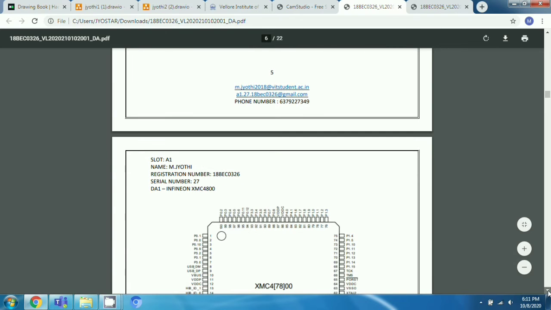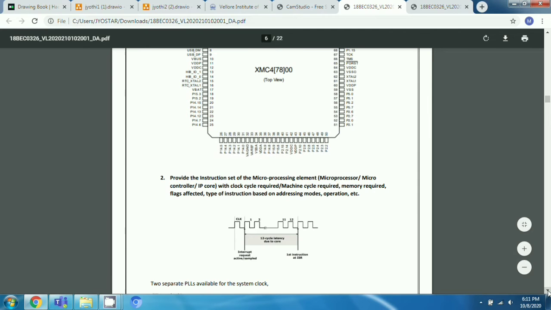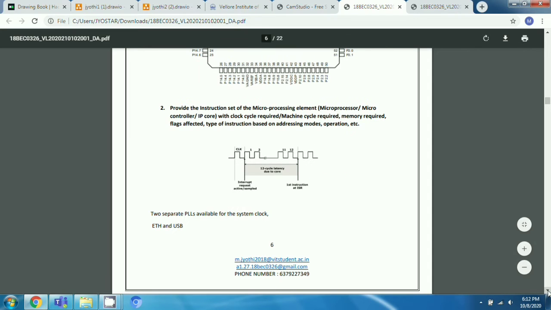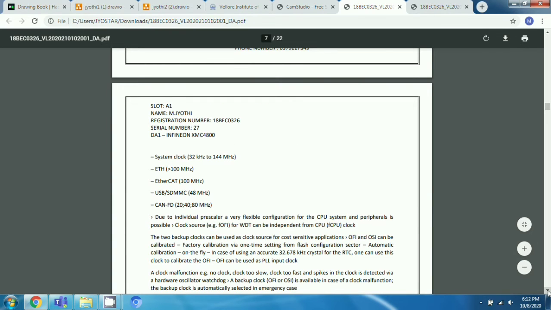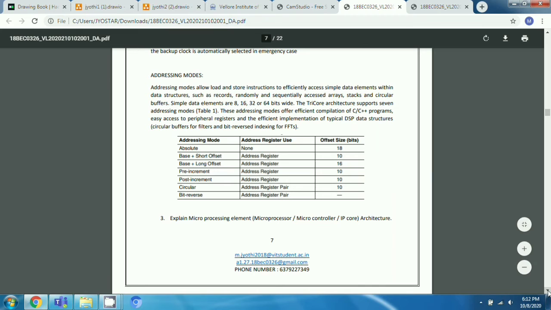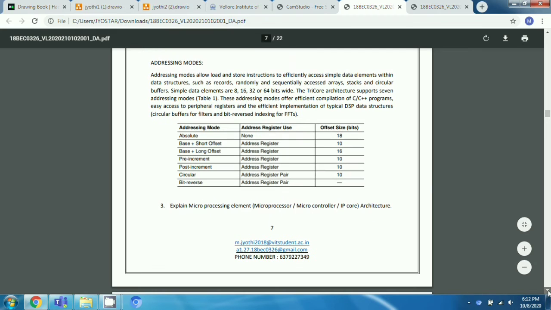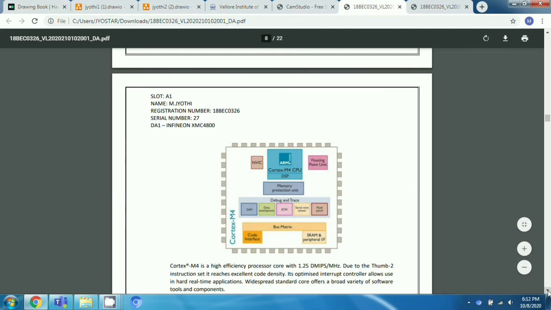So the Ethernet cable, the frequency of each of the things have been given. The system clock works from 32 kHz to 144 MHz. And the CPU system and its peripherals are also given. The clock source for WDT can be independent from CPU clock. The addressing modes have been given here, and the types are absolute, base plus short offset, base plus long offset, pre-increment, post-increment, circular, bit reverse, etc.